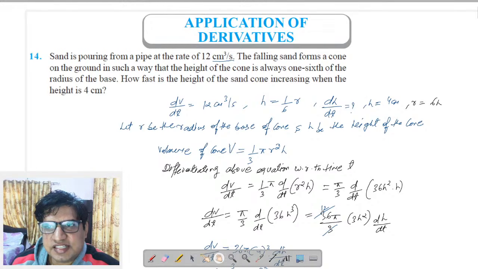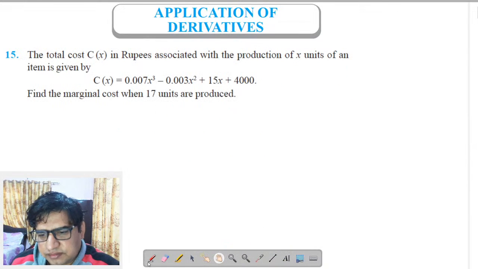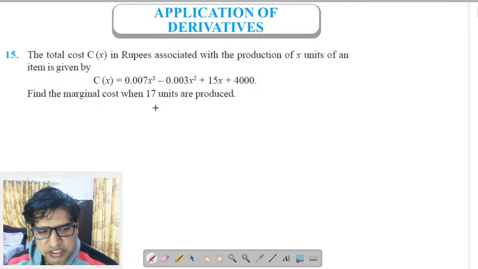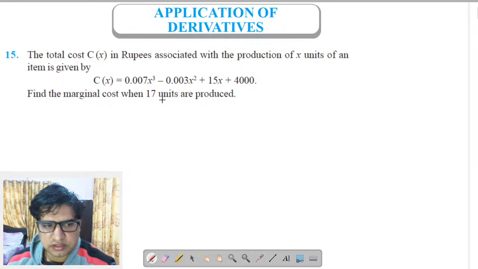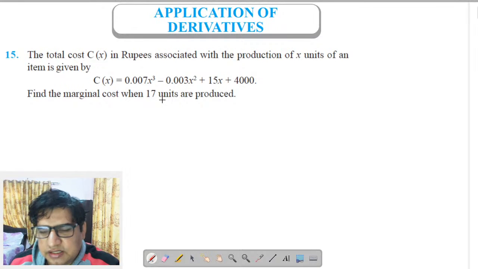Okay, and let's move and try to solve one more question from the same topic. So here we have the total cost Cx in rupees associated with the production of X unit of an item is given by this. Find the marginal cost. So guys, as you know, the marginal cost is dc by dx.